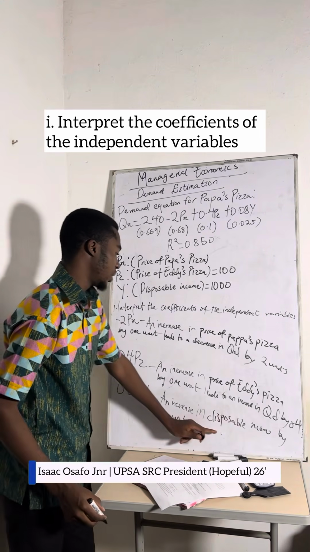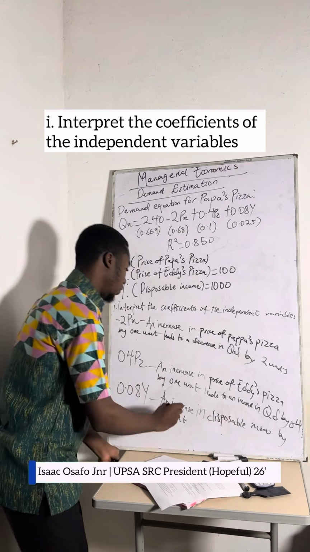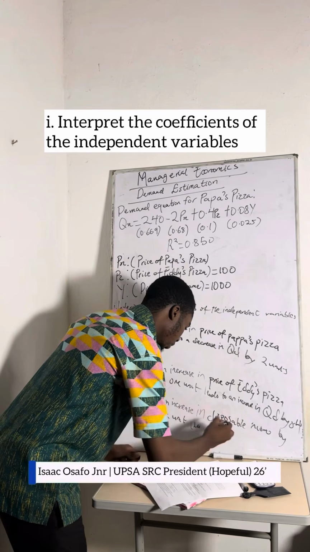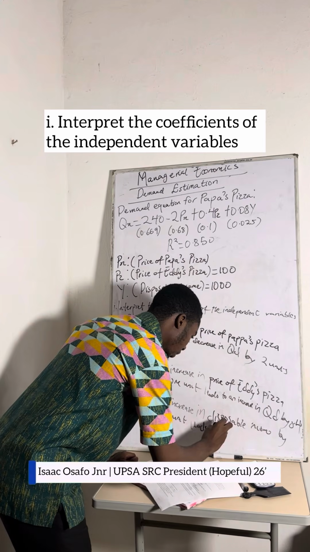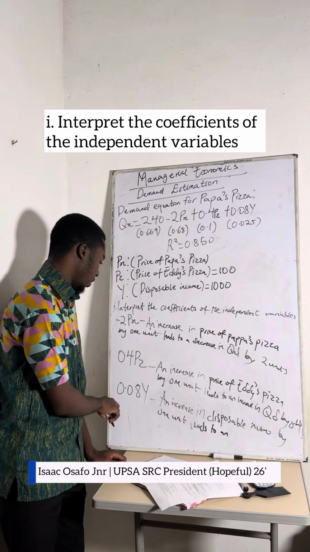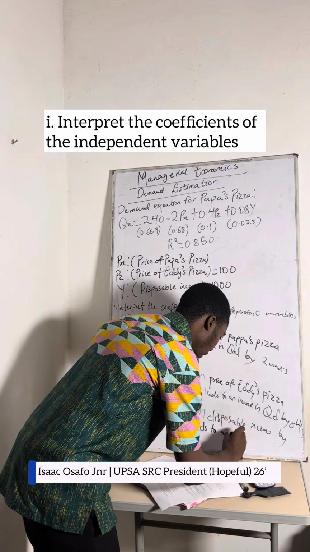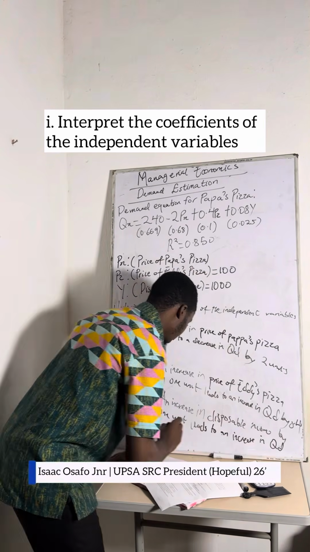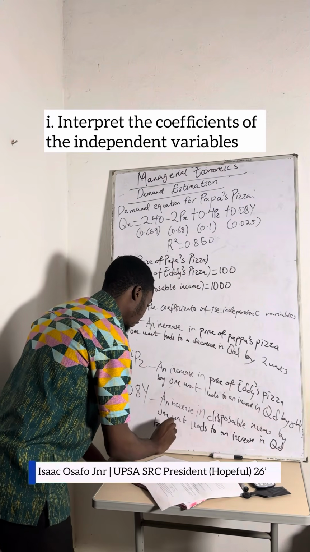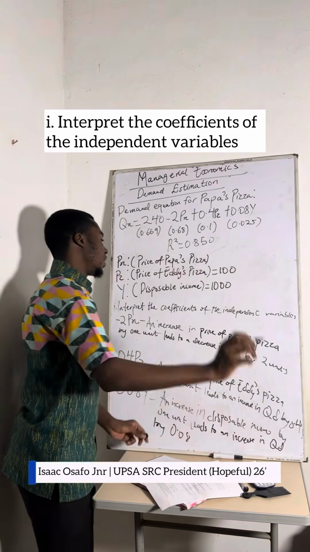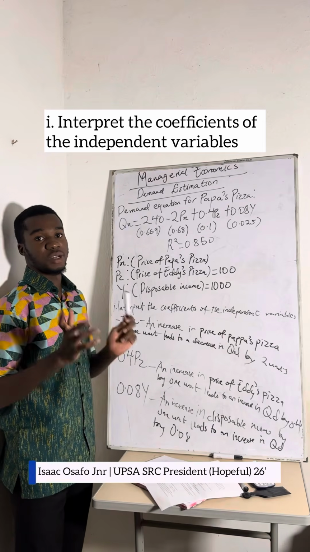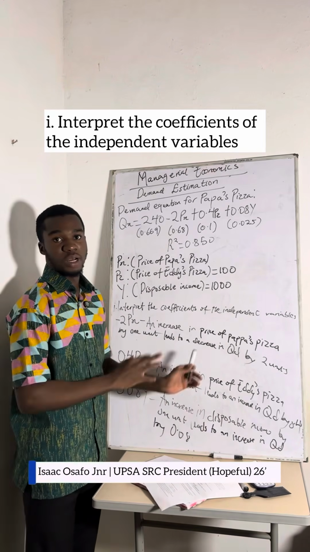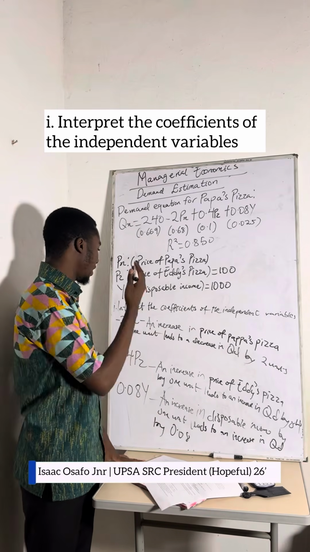Then this one, an increase in disposable income by 1 unit leads to an increase, because it's also positive, 0.08. So it leads to an increase in quantity demanded by 0.08. So all of them lead to either an increase or decrease in quantity demanded. You get it? So quantity demanded will come last, then whatever they are talking about will come first. So don't forget. All right, so now we are done with the I.